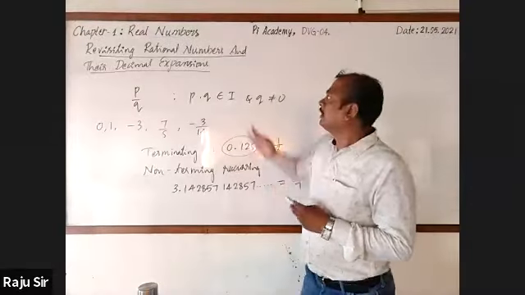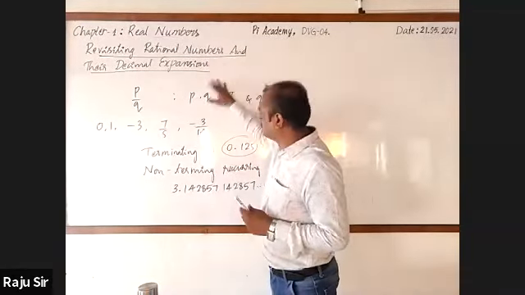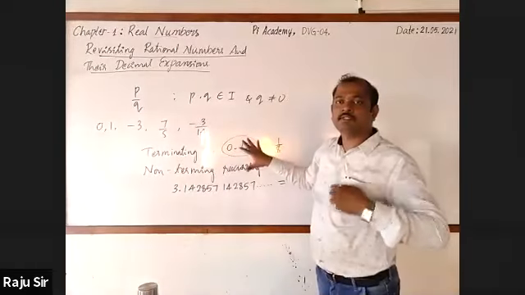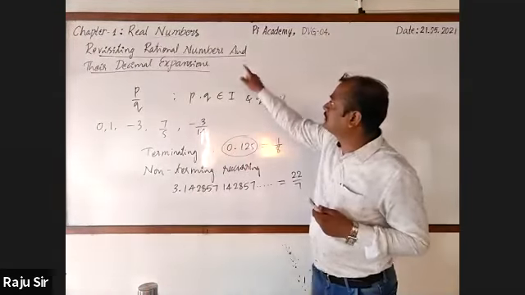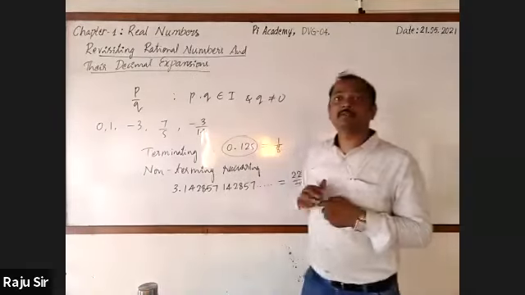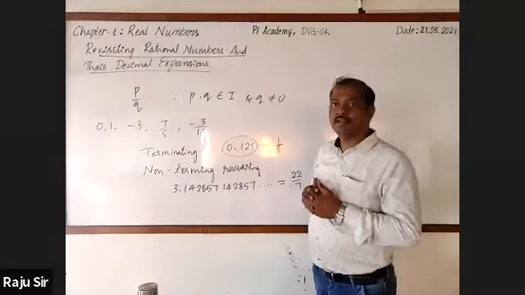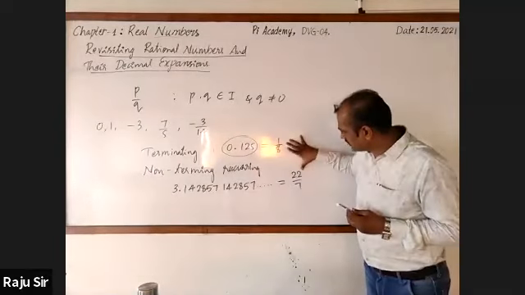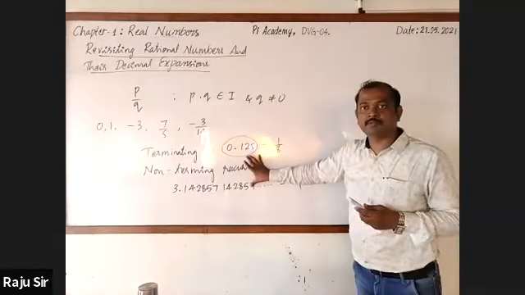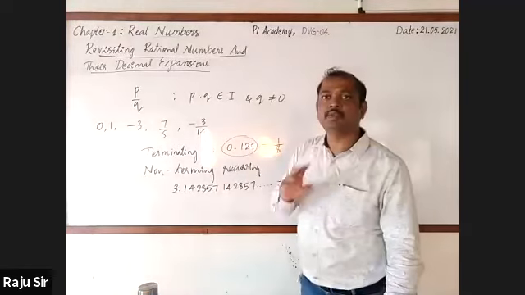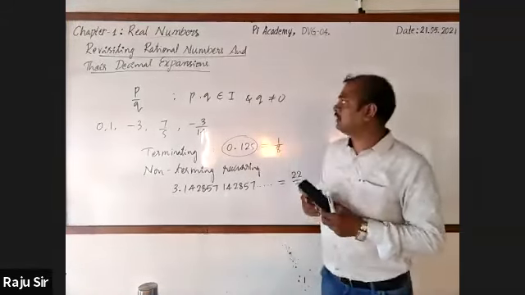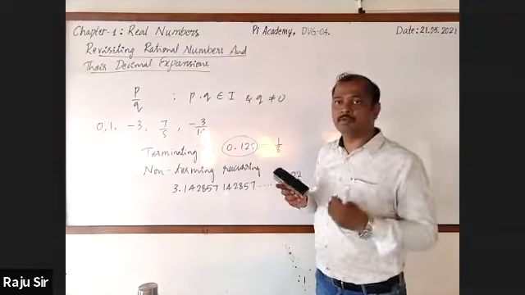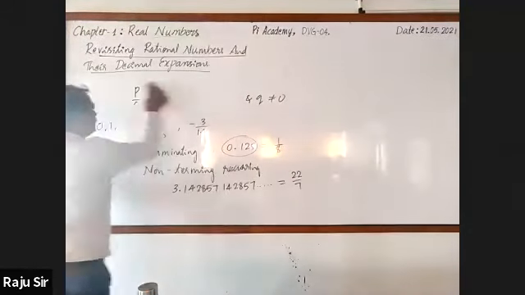Right. Now just go through the given heading. Revisiting rational numbers. We just got the rational number definition. Next, and their decimal expansion. These are rationals and their decimal expansion. We have some important information regarding that. Let me explain one by one. Please don't go for copying anything.